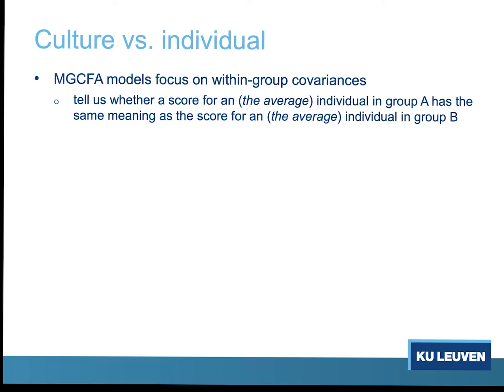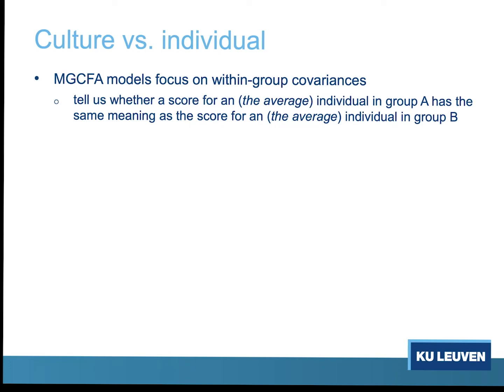And so one critique that you could have on multi-group confirmatory factor analysis and similar techniques is that they only focus on within-group covariances. They look at correlational structures within cultures. So how can you say something about comparisons between cultures if you only look within cultures, right?